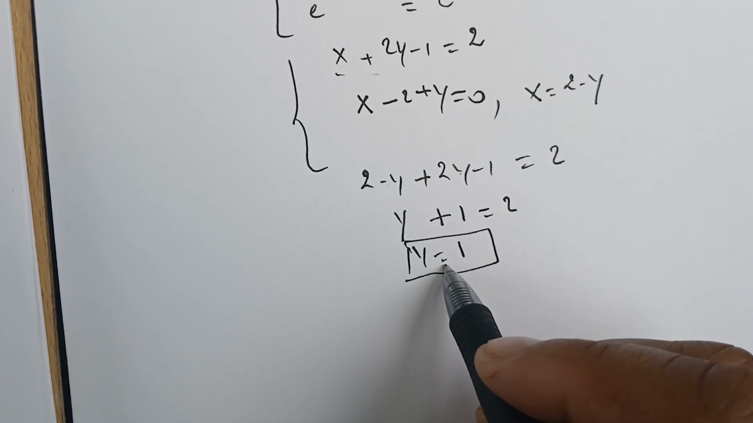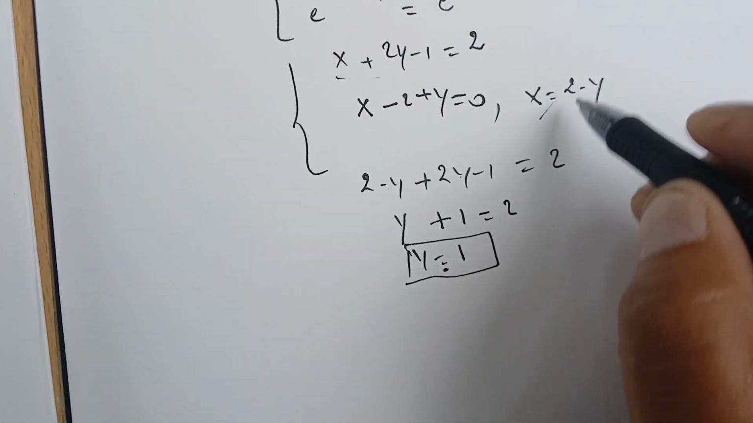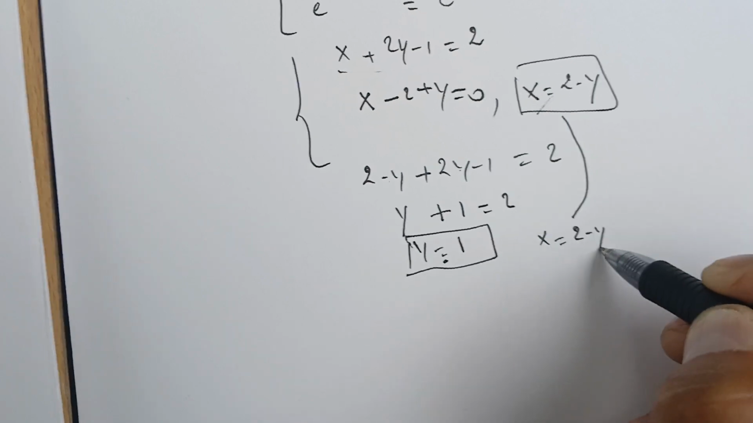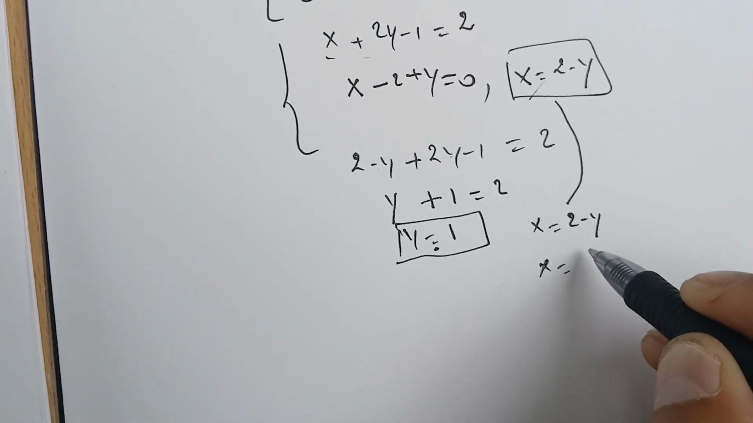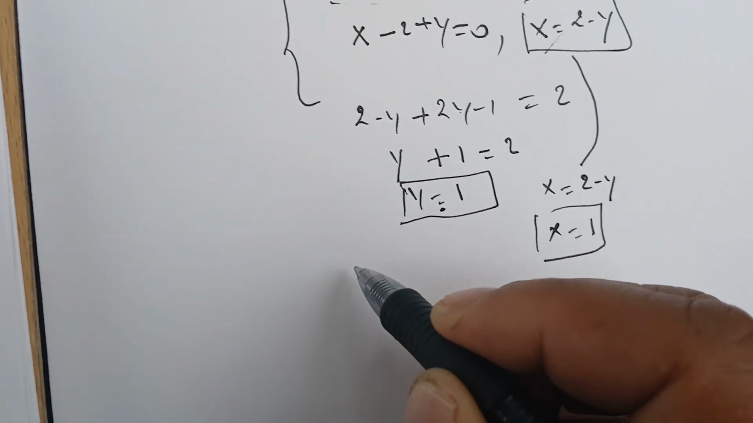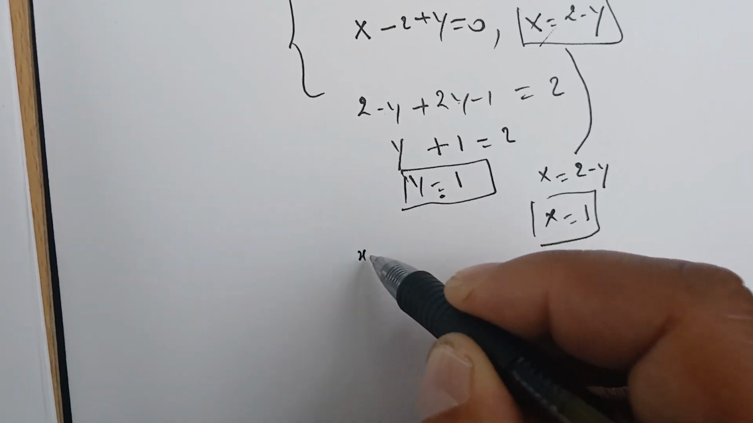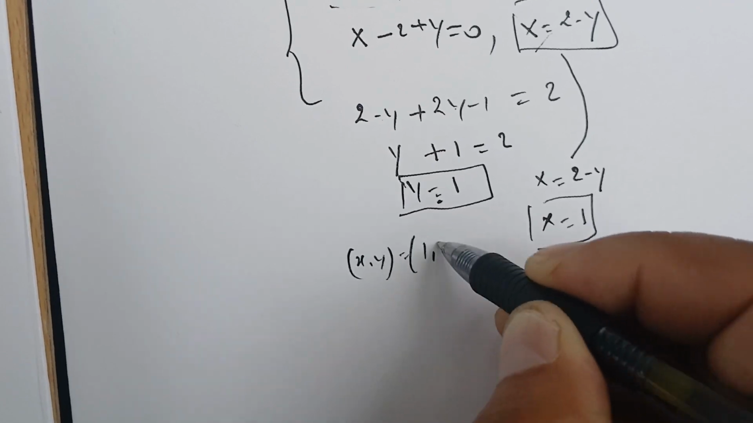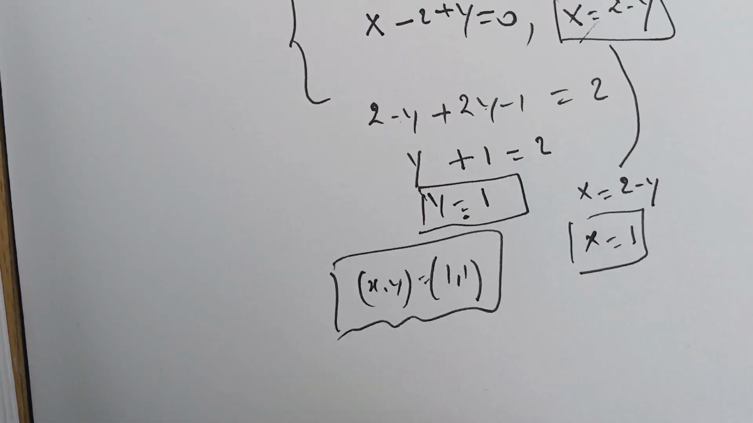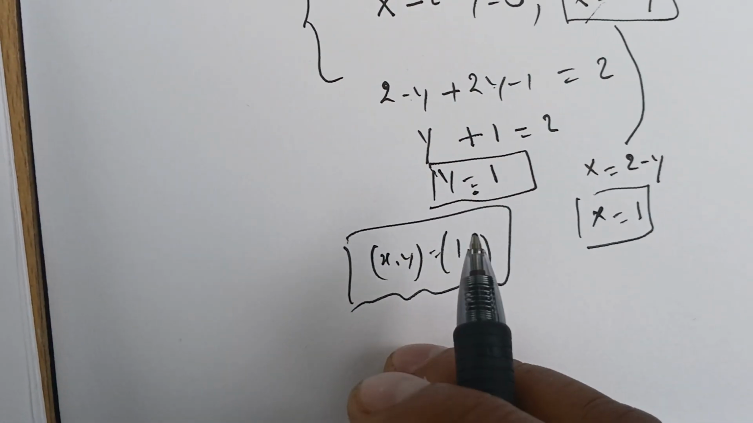So we have y is 1, and here we get the value of x, because we know x is 2 minus y. So x is going to be 2 minus 1, which is 1. That means our system has the following solution: (x, y) equals (1, 1). And that's it. Are there any other solutions?